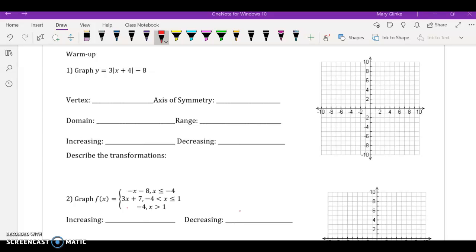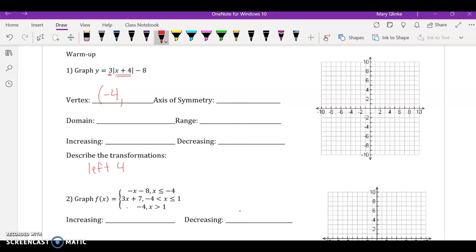Today we are going to be talking about piecewise functions. We're going to start off with a brief review of absolute values just to make sure that's going okay for you. Inside the absolute value here is going to be the x value of your vertex, but you're going to do the opposite of that because this plus 4 actually moves the graph left 4, and so we're going to write a negative 4 for the x value of our vertex.